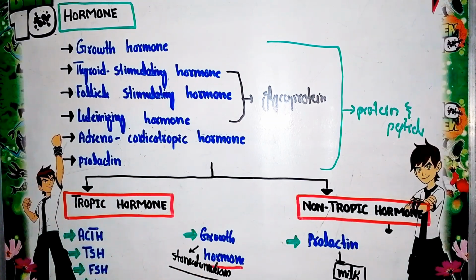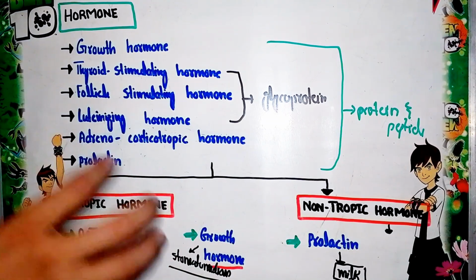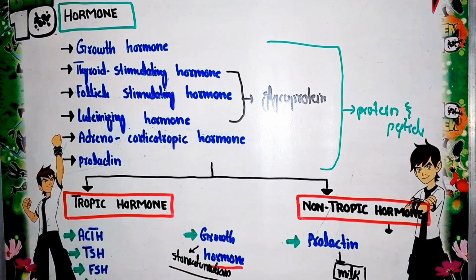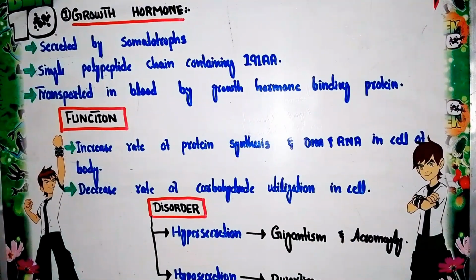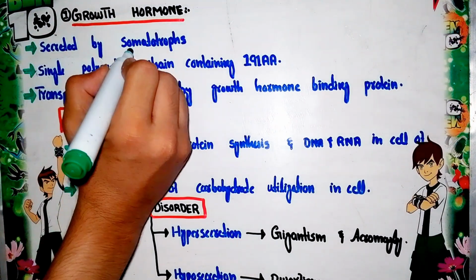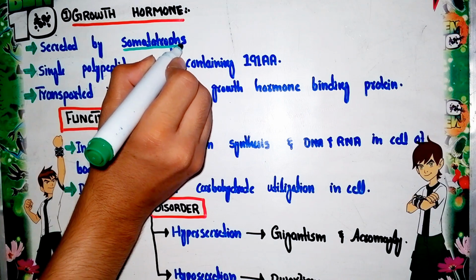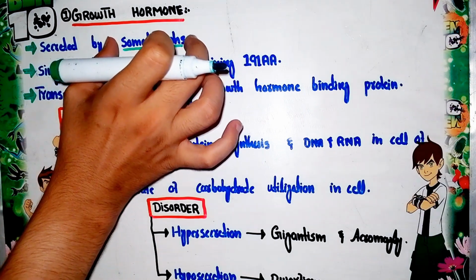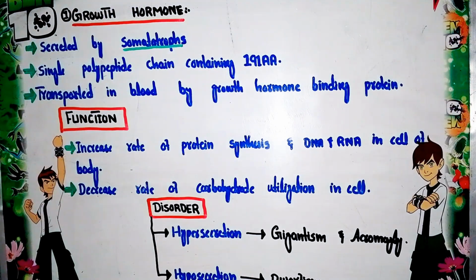Now we will discuss the trophic hormones, that is: growth hormone, ACTH, thyroid stimulating hormone, follicle stimulating hormone, and luteinizing hormone, and what types of functions they perform in our body. The first trophic hormone is called growth hormone. Growth hormone is mainly secreted by the chromophil cells that we call somatotrophs. These somatotrophs are responsible for the secretion of growth hormone.